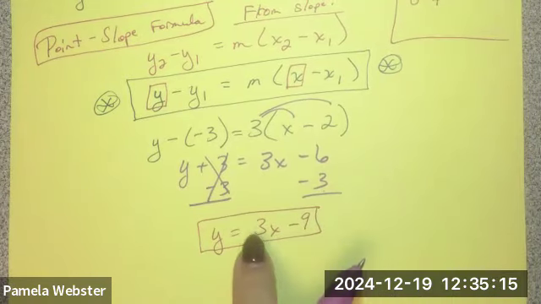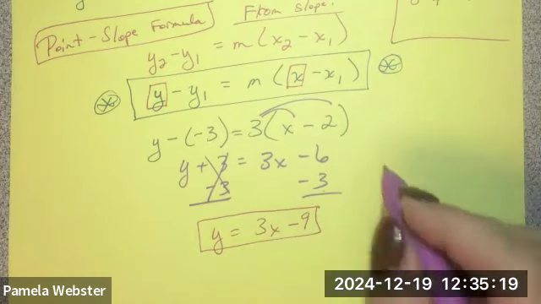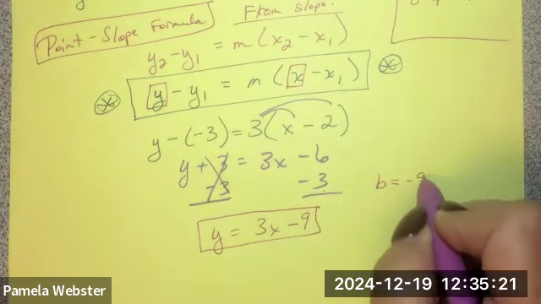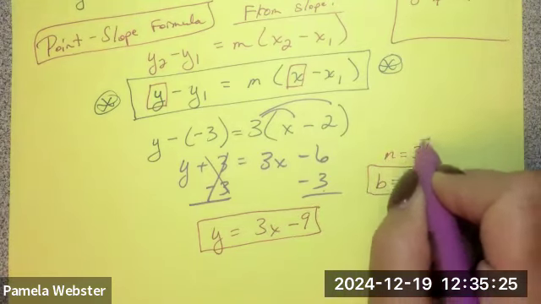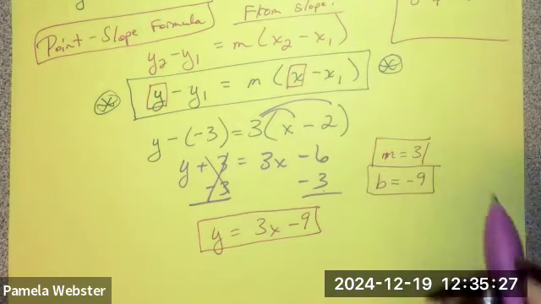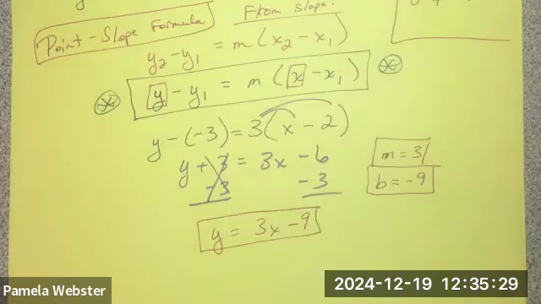So there is my equation of the line. And we know, hey, our slope is 3. And here, our b, our y-intercept, is -9. So that's how we manage to get our y-intercept whenever we're like, oh, what are we doing here?